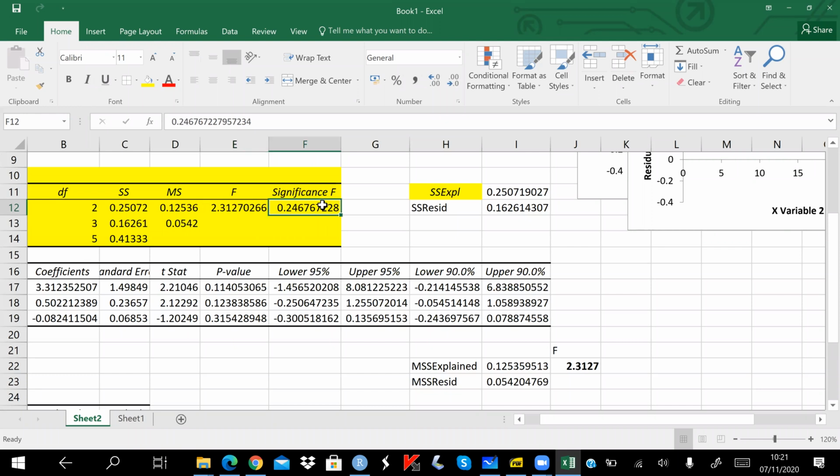Okay. So that's basically how you use the F distribution to test the significance of all the regression coefficients. And that marks the end of this topic and also the end of today's class.